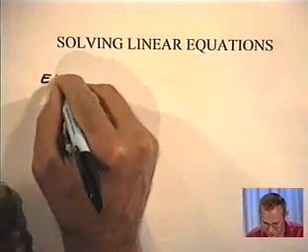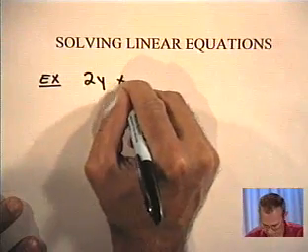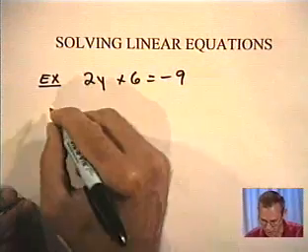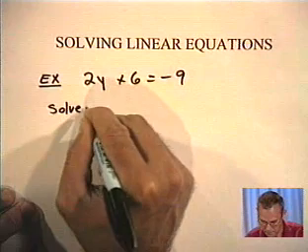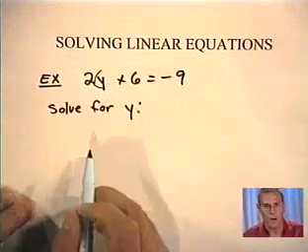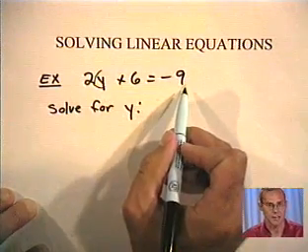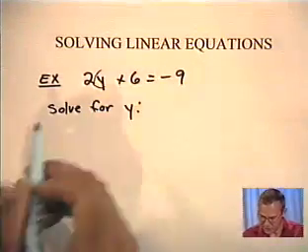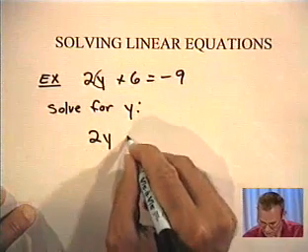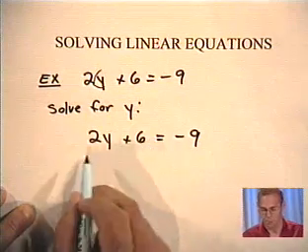In a linear equation, let's just take the one we just simplified last time. 2y plus 6 equals negative 9. Two times that number plus 6 equals a negative 9. Solving linear equations is actually quite simple. We try to get the variable y all by itself on one side of the equal sign.